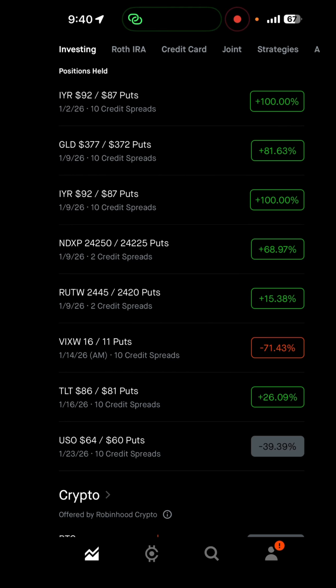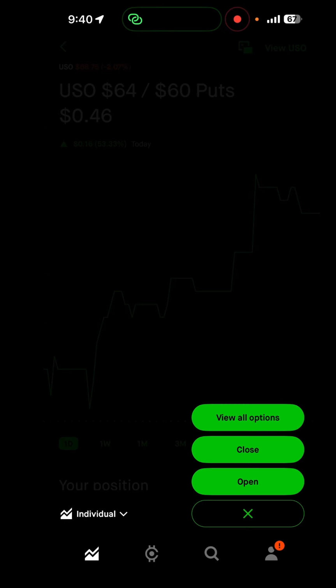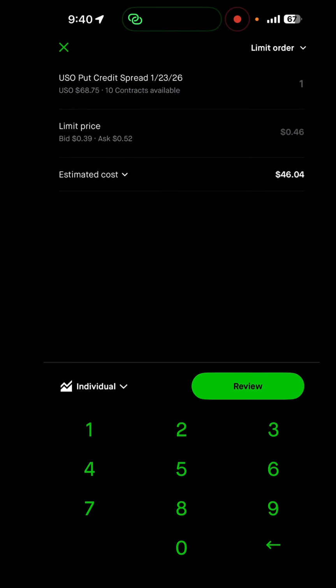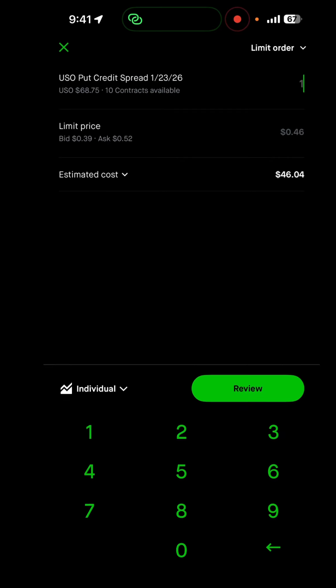So let's go back. What I'm going to do now is put my closing order in. You click on your position, you go to trade, you hit close. Under the limit order pull down, you want to put time in force, good till canceled. Very important. Robinhood defaults to good for day, so you have to go in and put good till canceled.